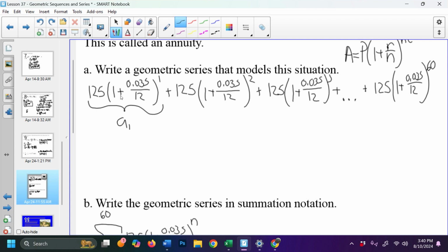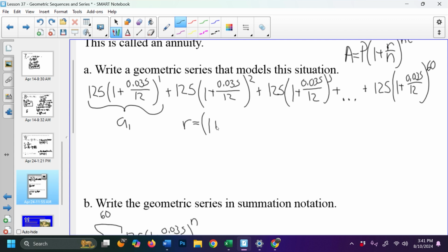1 times 1 plus 0.035 over 12 to the first. That is the whole first term. The second term is the first term times the common ratio, 1 plus 0.035 over 12. And the 125 is the same. All that I've done is multiply this expression by another 1 plus 0.035 over 12. So that portion of it becomes the common ratio.